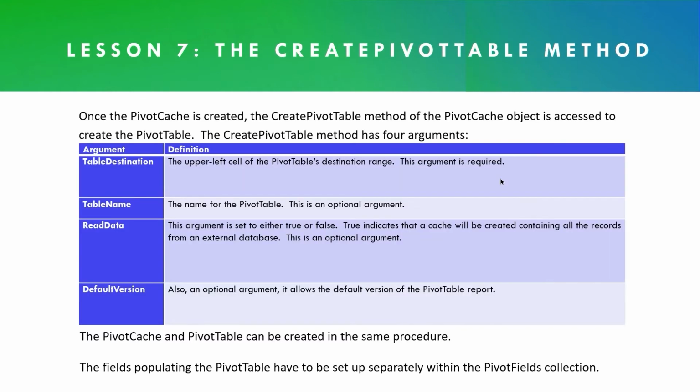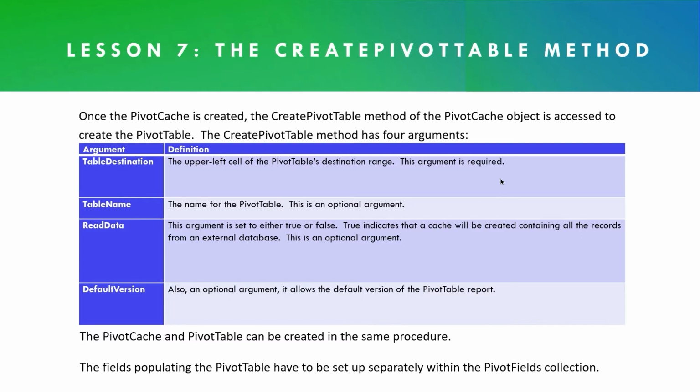Process-wise, once the pivot cache is created, the CreatePivotTable method of the pivot cache object will be accessed to create the pivot table. And it has 4 arguments as listed on this slide: table destination, table name, read data, and default version. And of the 4, the only one that's required is the table destination argument. And again, this is background information for your future review if you need to refresh on anything. I will be guiding you through this when we get started.